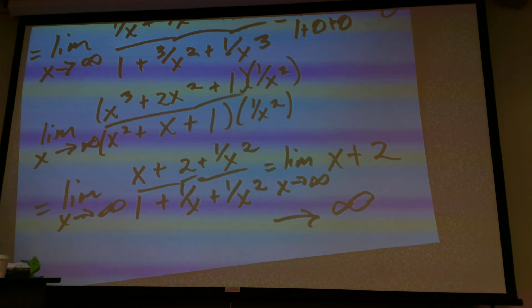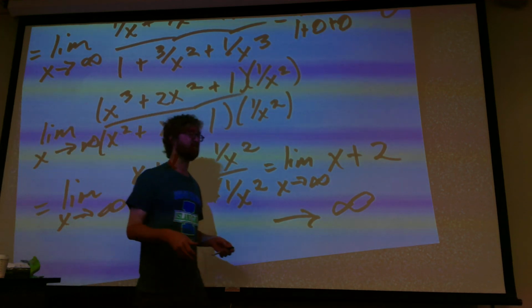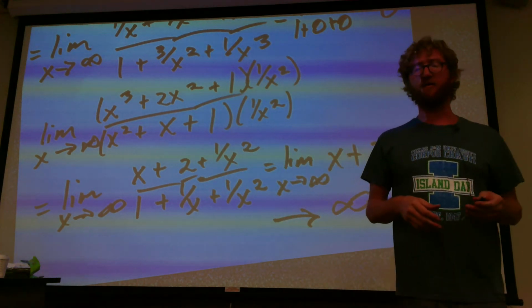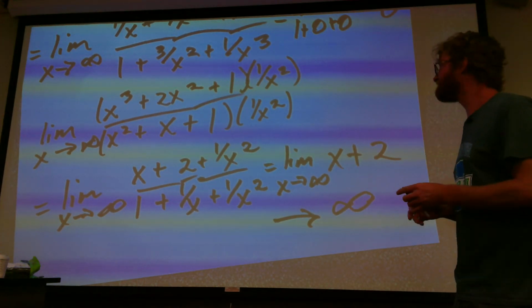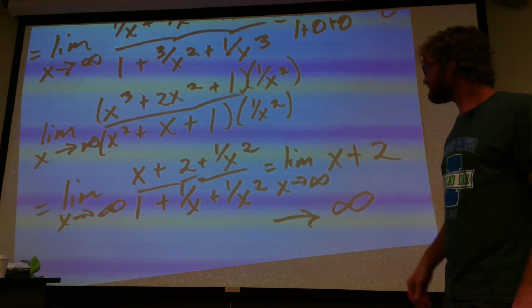Okay. So these are the different types of rational polynomial functions that you can get, and you can guarantee there's going to be at least one of these on the test.